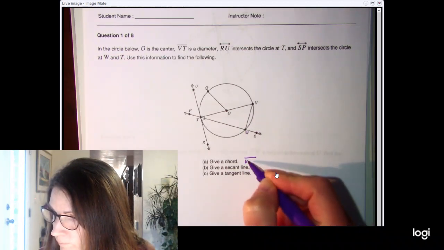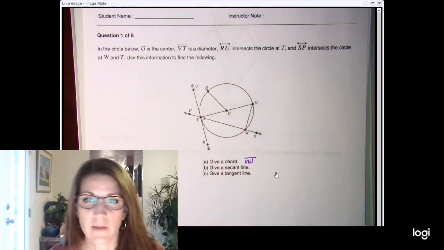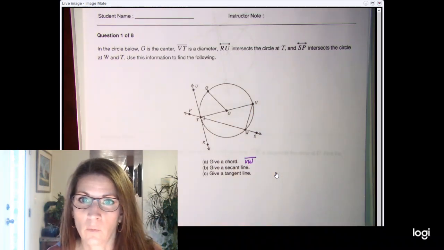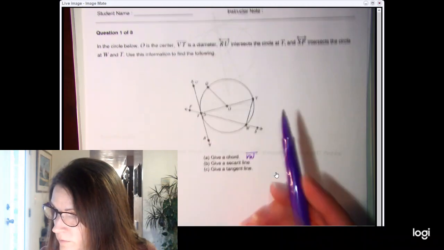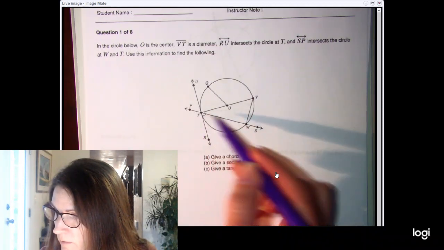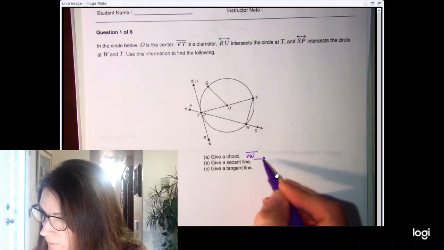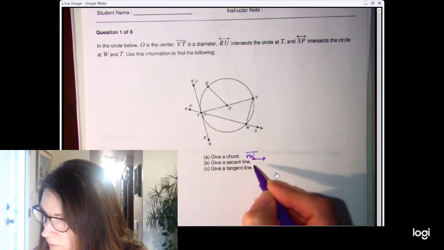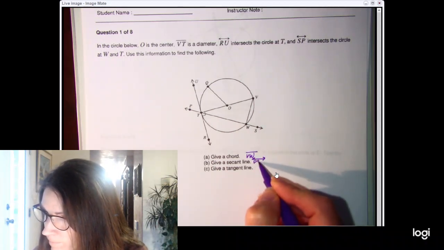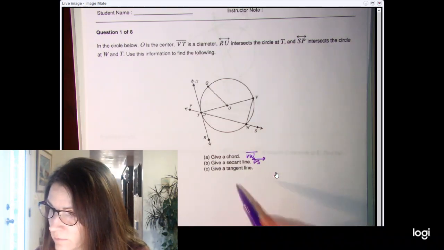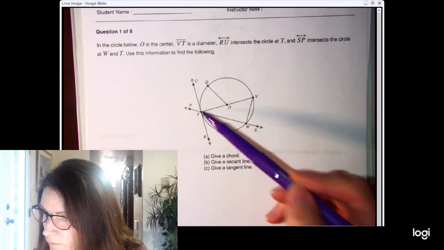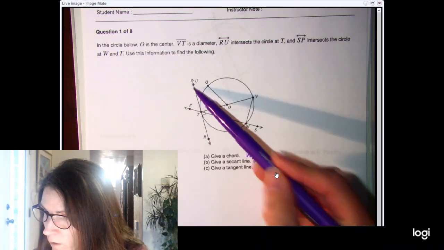VW. Give a secant line. Remember, it will go through the circle in 2 points. So I see it here. We would call it line PS. And give a tangent line. It intersects the circle in 1 point. We're going to call it UR.